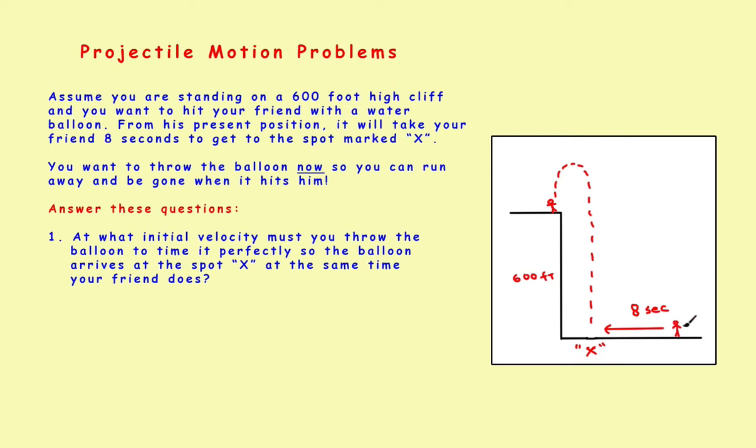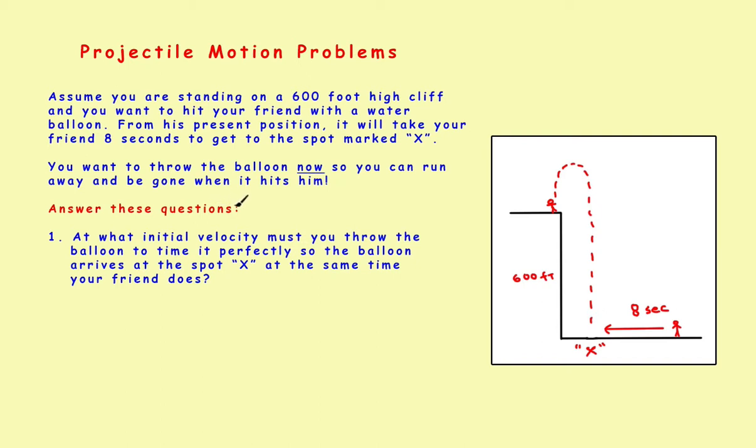Now, from his present position, let's assume that he's right here. It's going to take him 8 seconds to get directly beneath you at this spot marked X. So what you want to do is throw this water balloon, but you want to make sure that you're not here when it hits him. You want to throw the water balloon so you can run away and be gone when it hits him. So it has to spend at least 8 seconds in the air. The idea is that your friend and the water balloon are going to arrive at this spot 8 seconds after you throw it. And now the question becomes, at what initial velocity do you have to throw the balloon so that it arrives in time?